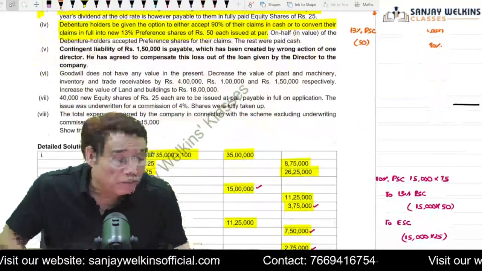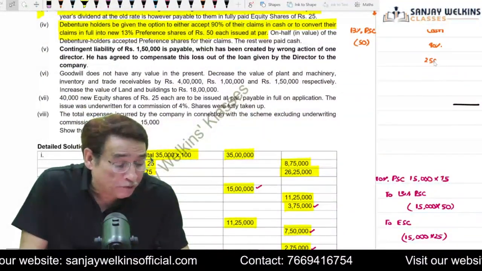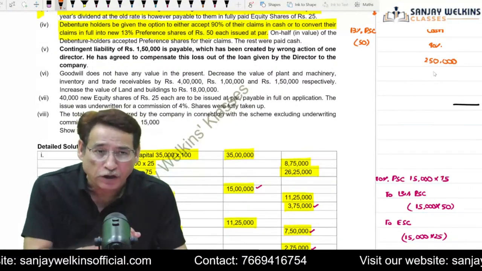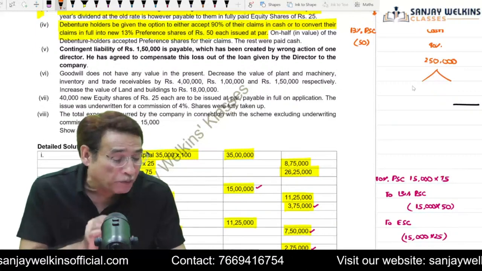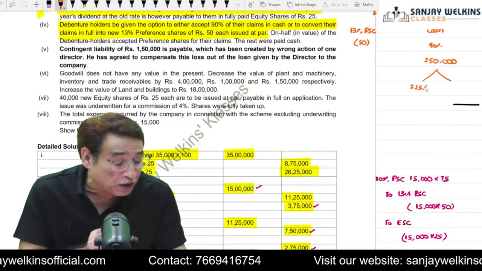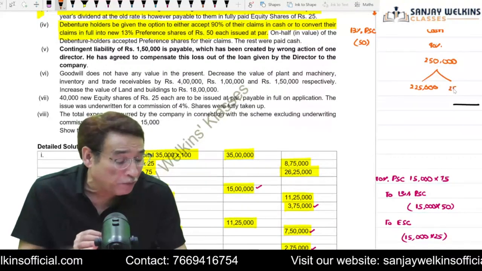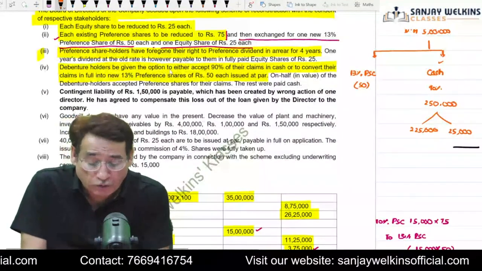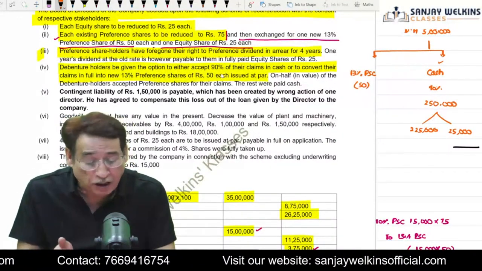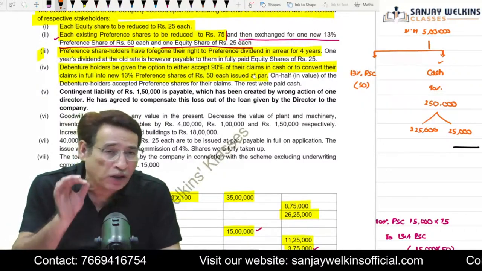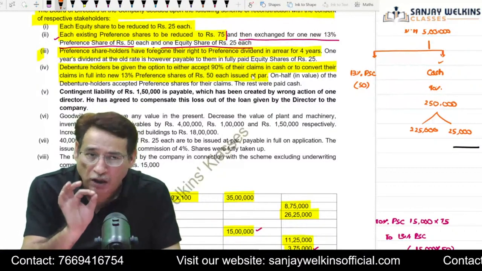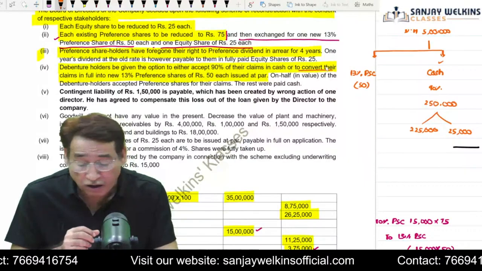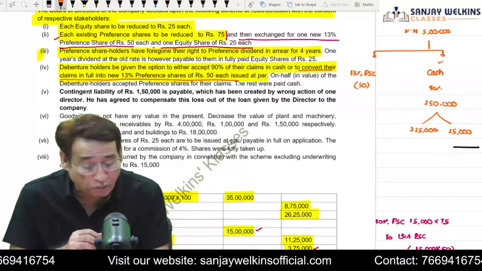Then what will happen? Out of 5 lakh, 2,50,000 worth of debenture holders are opting for cash, then we are not going to pay them the entire 2,50,000. We will simply pay them 90%, that is equal to 2,25,000 in cash in full settlement, and 25,000 will be gained to the company. This is what we mean by this particular line. Debenture holders will be given the option to either accept 90% of their claims in cash. That means if they demand cash, they will be offered only 90%. Correct? Or they can get their dues converted into 13% preference shares of 50 each.